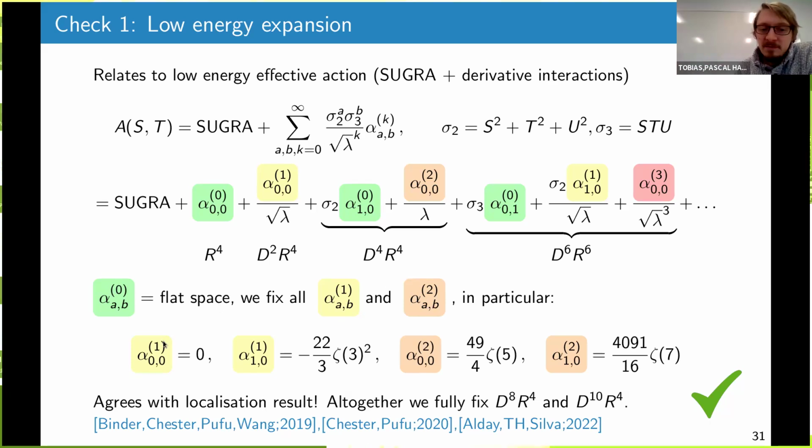And 4 of them have been previously computed using supersymmetric localization, and they precisely match our result for these coefficients. If we compare results with localization, we can also fully fix the D^8 R^4 and D^10 R^4 terms.